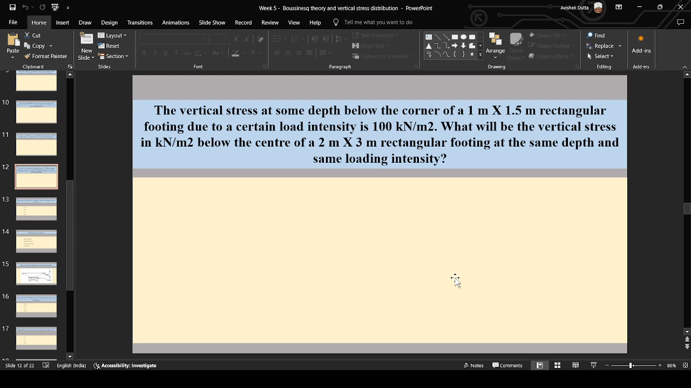Here 100 kilonewton per meter square, this is the vertical stress and not the load intensity. Due to a certain load intensity, the vertical stress has been estimated to be 100.